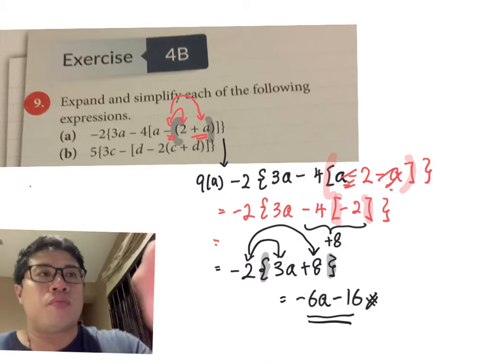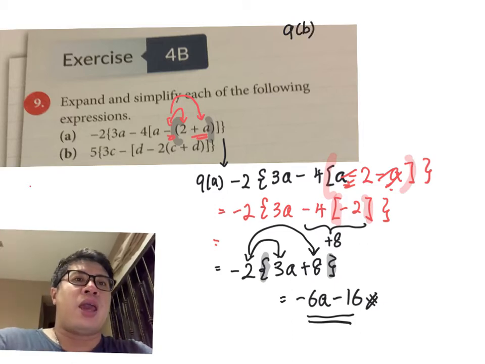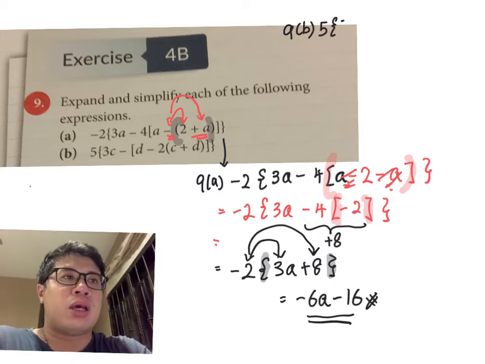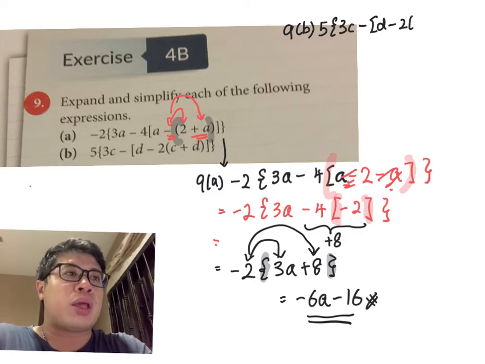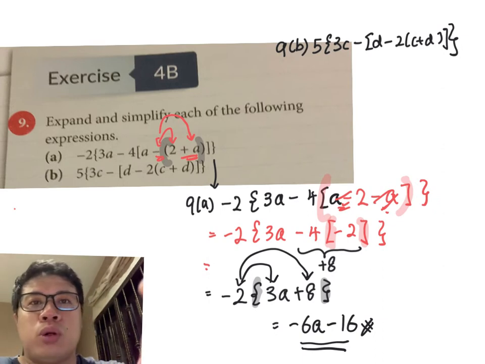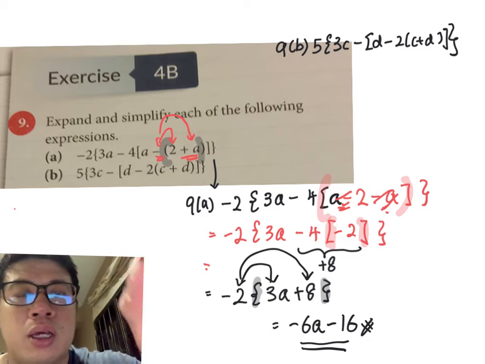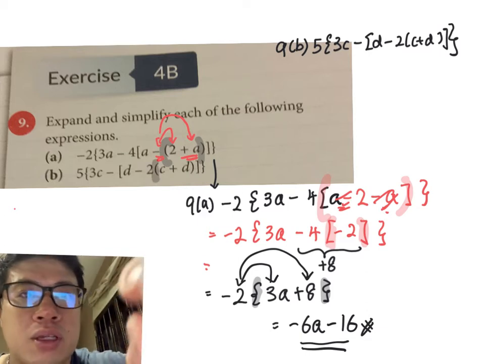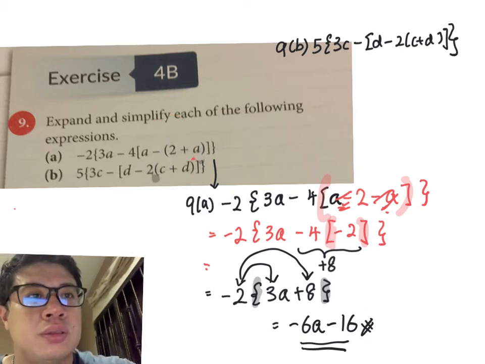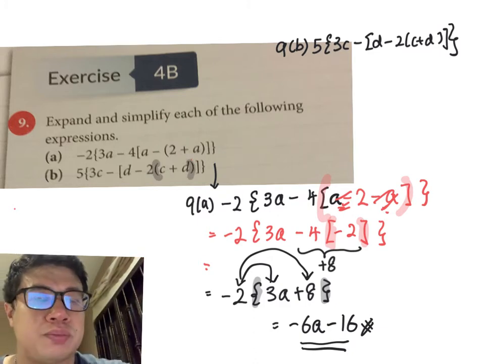Okay, so maybe due to space constraint, let me just do 9b at the top. I have 5 bracket 3c minus d minus 2 bracket c plus d square and 3 brackets. So what I'm going to do, I'm going to start with the most inner bracket first. And you can see that I'm going to remove, okay, shaded in gray, this bracket first. Let me just erase away the rest. So for 9b, I'm just going to remove this bracket first.